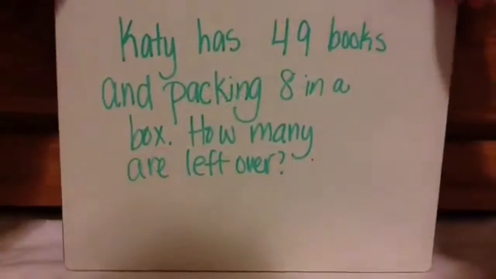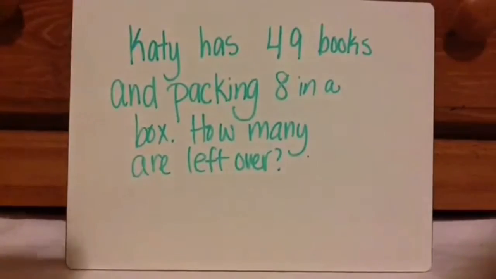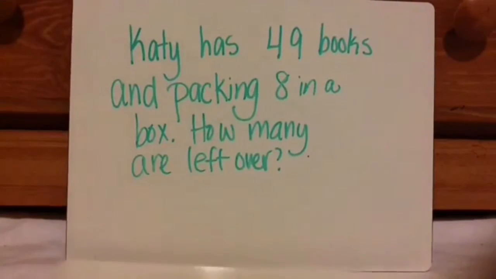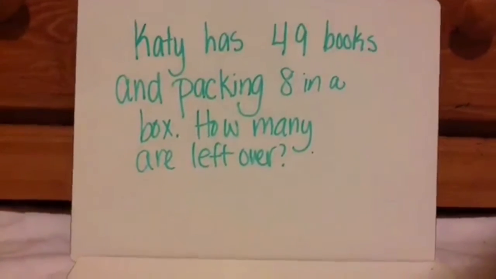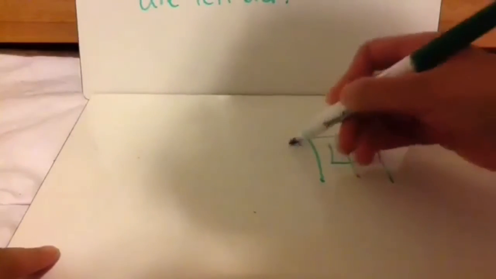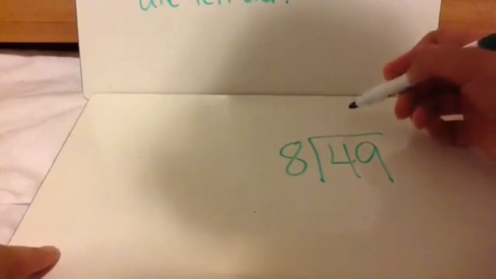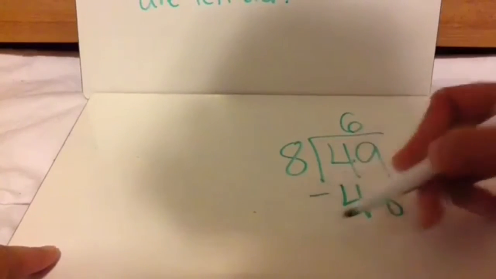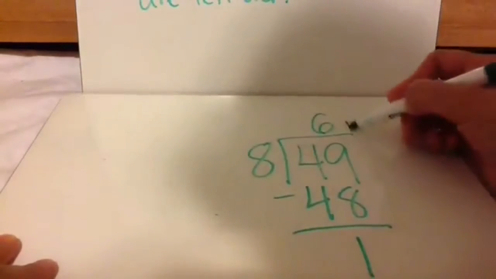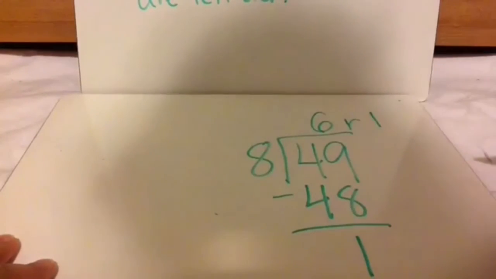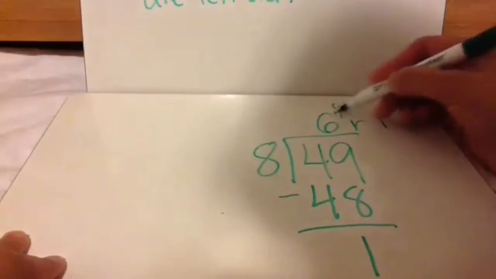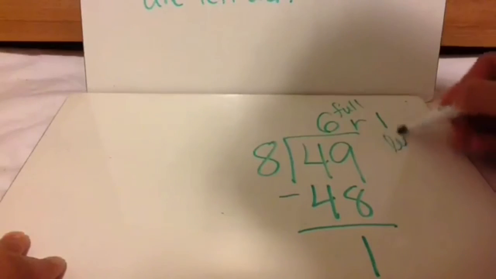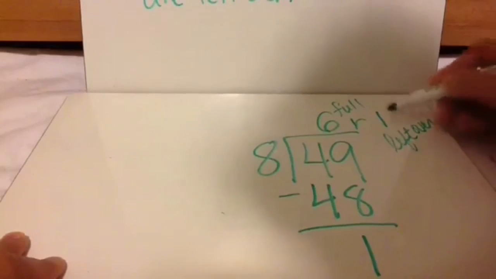Let's look at another type of question. Katie has 49 books and is packing 8 in a box. How many are left over? So you would do the division. 49 divided by 8. 8 goes into 49 6 times. 8 times 6 is 48. 1 left over. So that means 6 full boxes, and 1 book will be left over. And that's the answer they want.